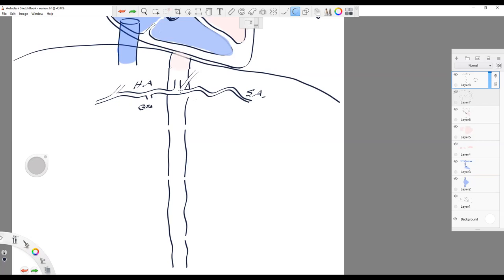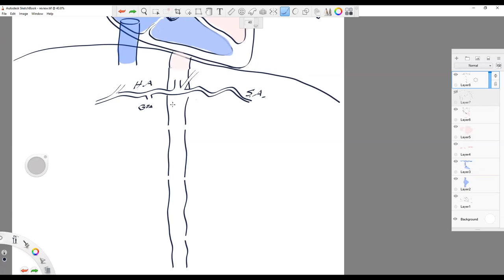So, we know that that is one of two sources of blood for the liver. It's the oxygenated only source of blood to the liver. Okay, and then we have, this has got to be brutal to draw.